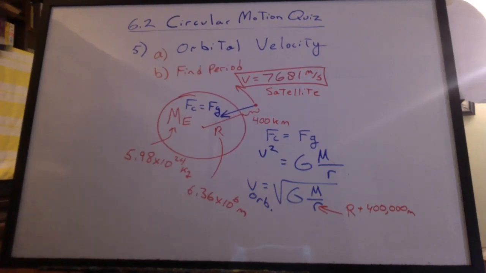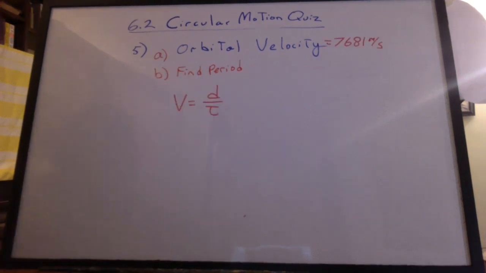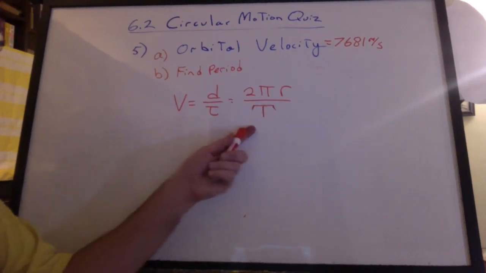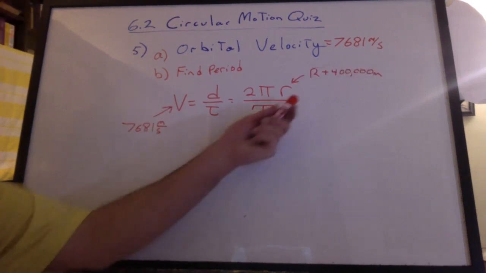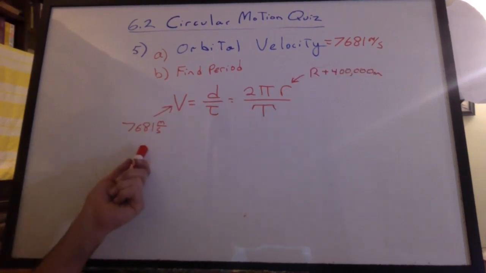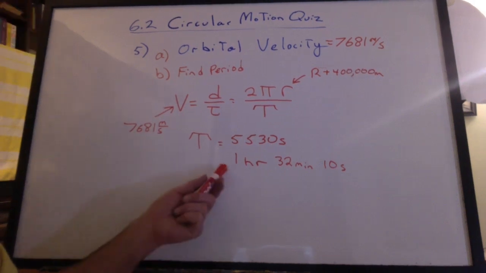Let's find the period. In other words, how long will it take for it to come all the way back around? We know velocity is distance per time. And when that distance is one circumference, the time becomes a special time. It's the period. We know the radius. We know the velocity. That's 5,530 seconds. That's 1 hour, 32 minutes, 10 seconds. Remarkably fast, don't you think, to go around the Earth?